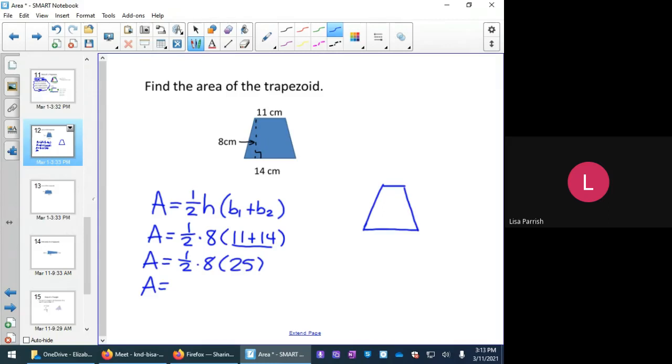According to PEMDAS, after parentheses, there's no exponents, so I do multiplication and division. Well, half of 8, you can either divide 8 by 2, or you can just say, that one's easy. Half of 8 is 4. And the 4 is touching the parentheses, so that means multiply. So 4 times 25 is 100. Now, just like yesterday on all of the area problems, remember you have to put the units, in this case it's centimeters, squared with your answer. So this one would be 100 centimeters squared. Okay, if you need to pause this to copy any of that down, please do so.